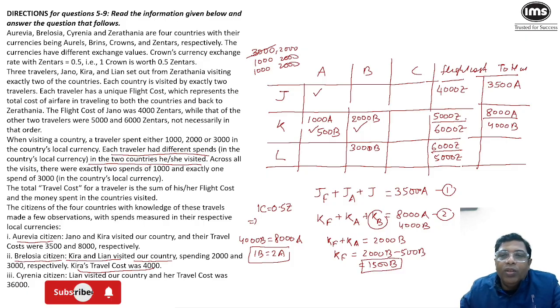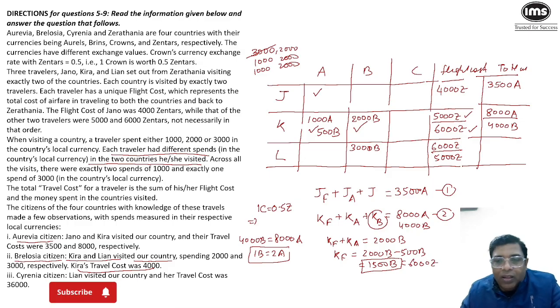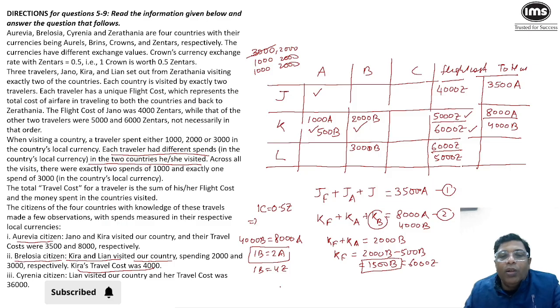Now, we know that flight cost of K could be either 5000 or 6000. Now, if you look at 1500 B, 6000 is a multiple of 1500. So in all likelihood, I'll take that educated guess in this question, that this value has to be 6000 Z. If this case doesn't fit, we will come back. But right now, I think this could be the best possible way of handling this question. So I can say 1B is equal to 4Z. So now we know all the exchanges: 1B is equal to 2A is equal to 4Z is equal to 8C. This is the complete exchange that we know.